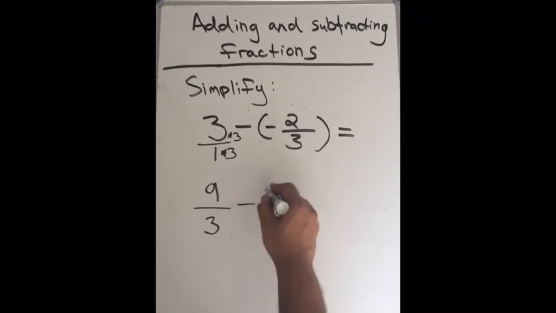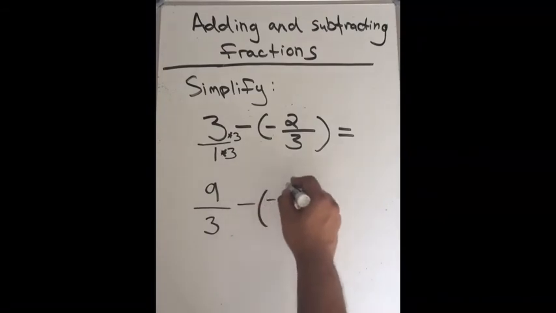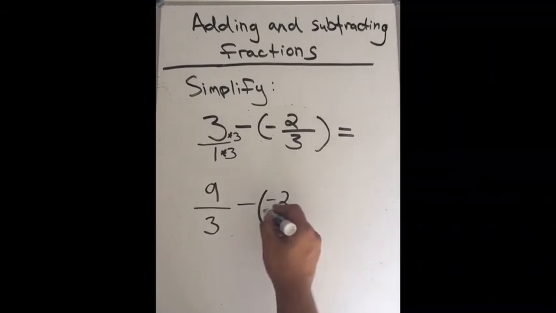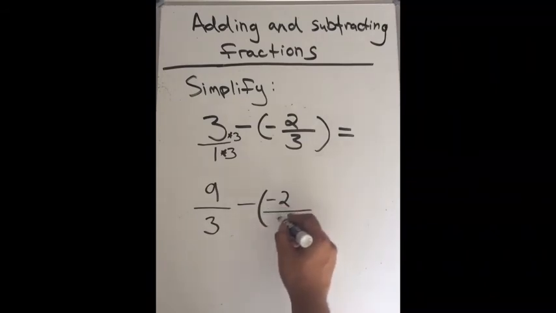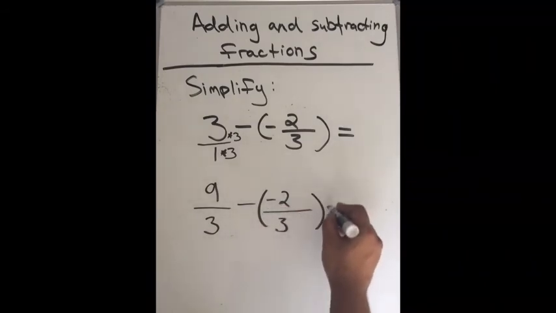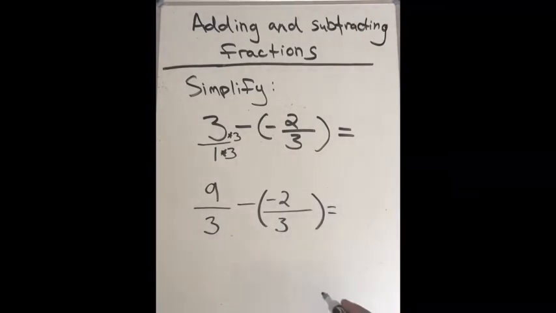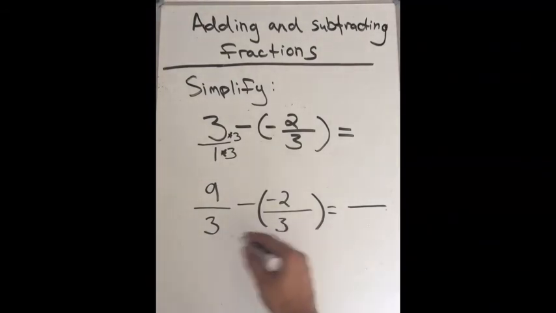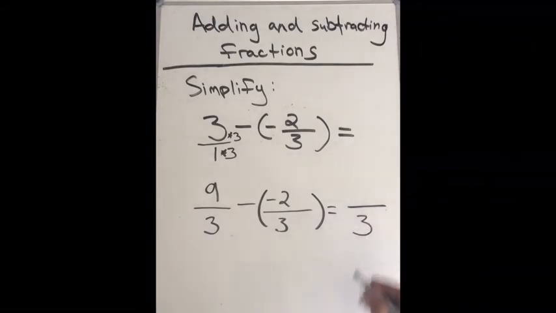Now we're going to subtract. We have negative 2, and that's going to be over 3. So we have that common denominator that we're looking for. Fortunately for us, since we already have that common denominator, we're going to keep that 3 in the denominator.